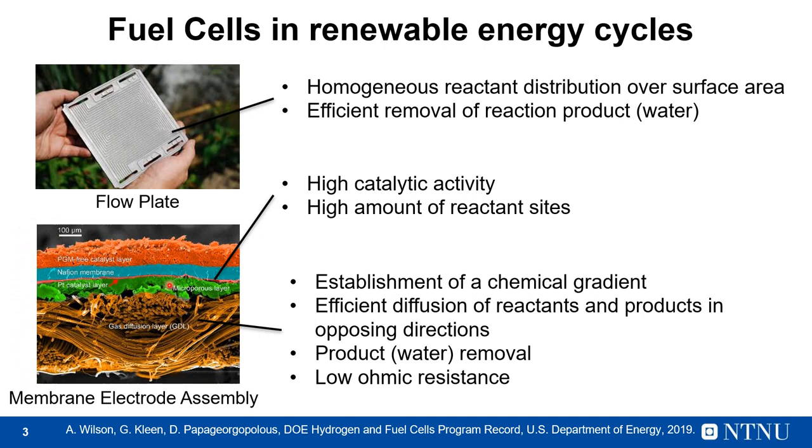and here is the catalyst layer, which needs high catalytic activity and a high amount of reactant sites. Here is the gas diffusion layer, which is the layer of focus in my master thesis. The gas diffusion layer is used to establish the chemical gradient to diffuse reactants to the catalyst layer and remove produced water. It also needs low ohmic resistance for electron flow.